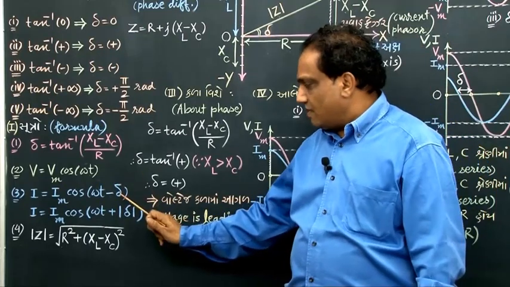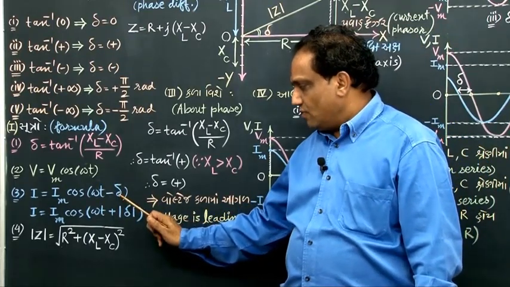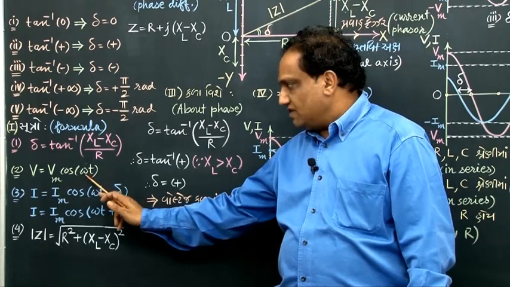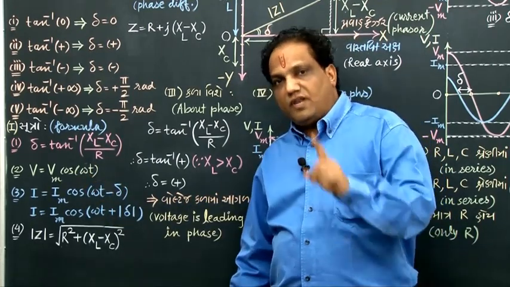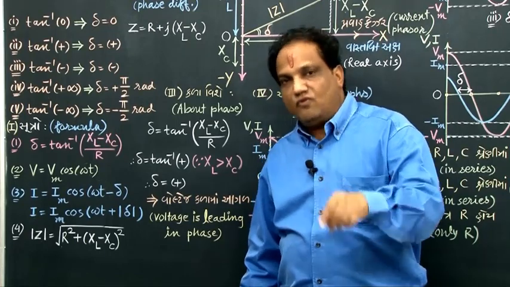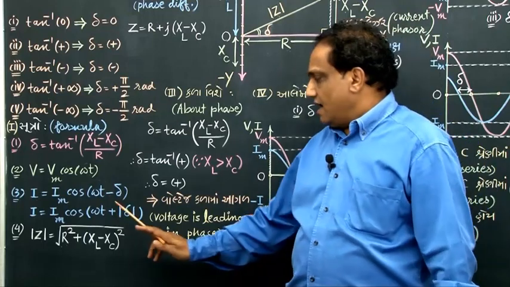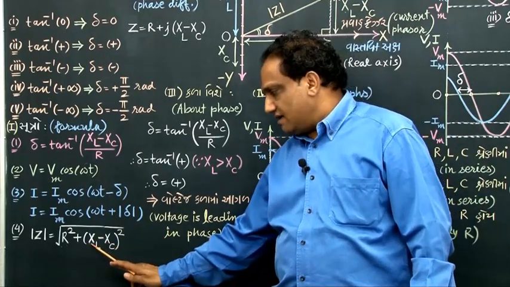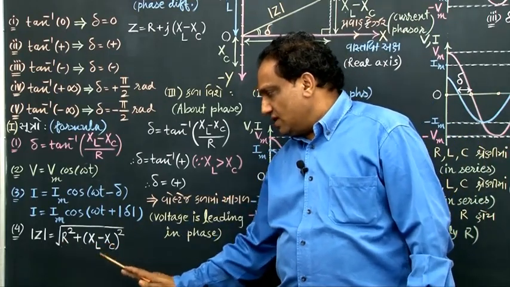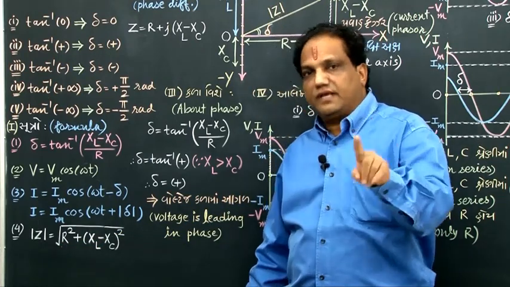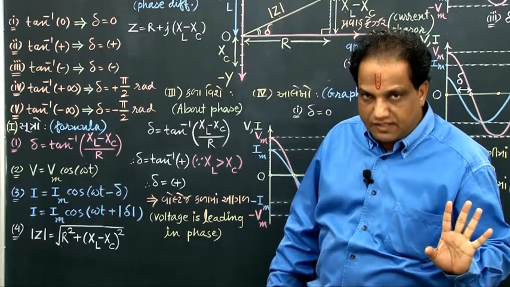Put delta equal to plus pi by 2 here. When you put it here, this phase will become omega t minus pi by 2. This phase is omega t. Whenever delta is positive, voltage is leading ahead in phase. And now only inductor is there, so these two are not there. So the square root of XL square will give you only XL. XL means omega L. Correct?